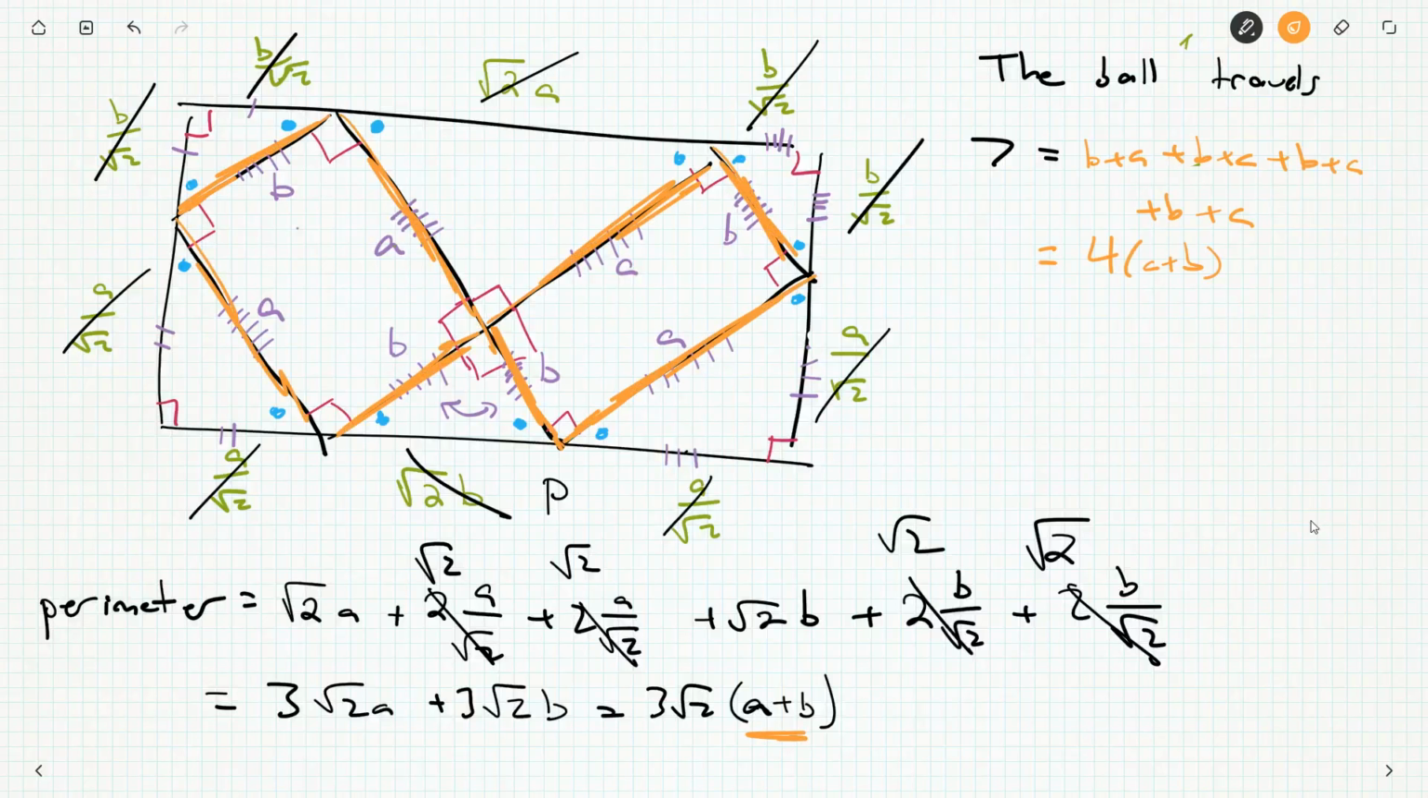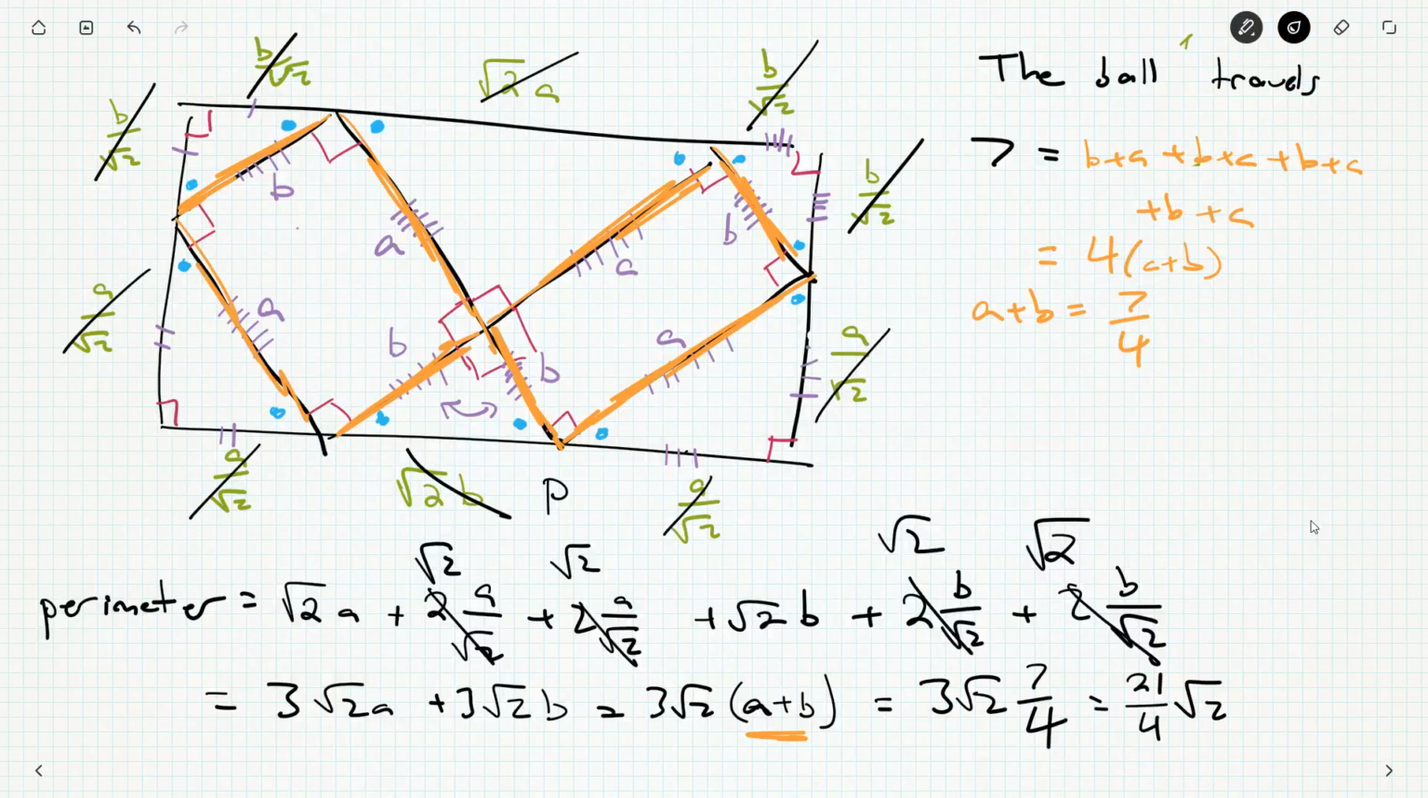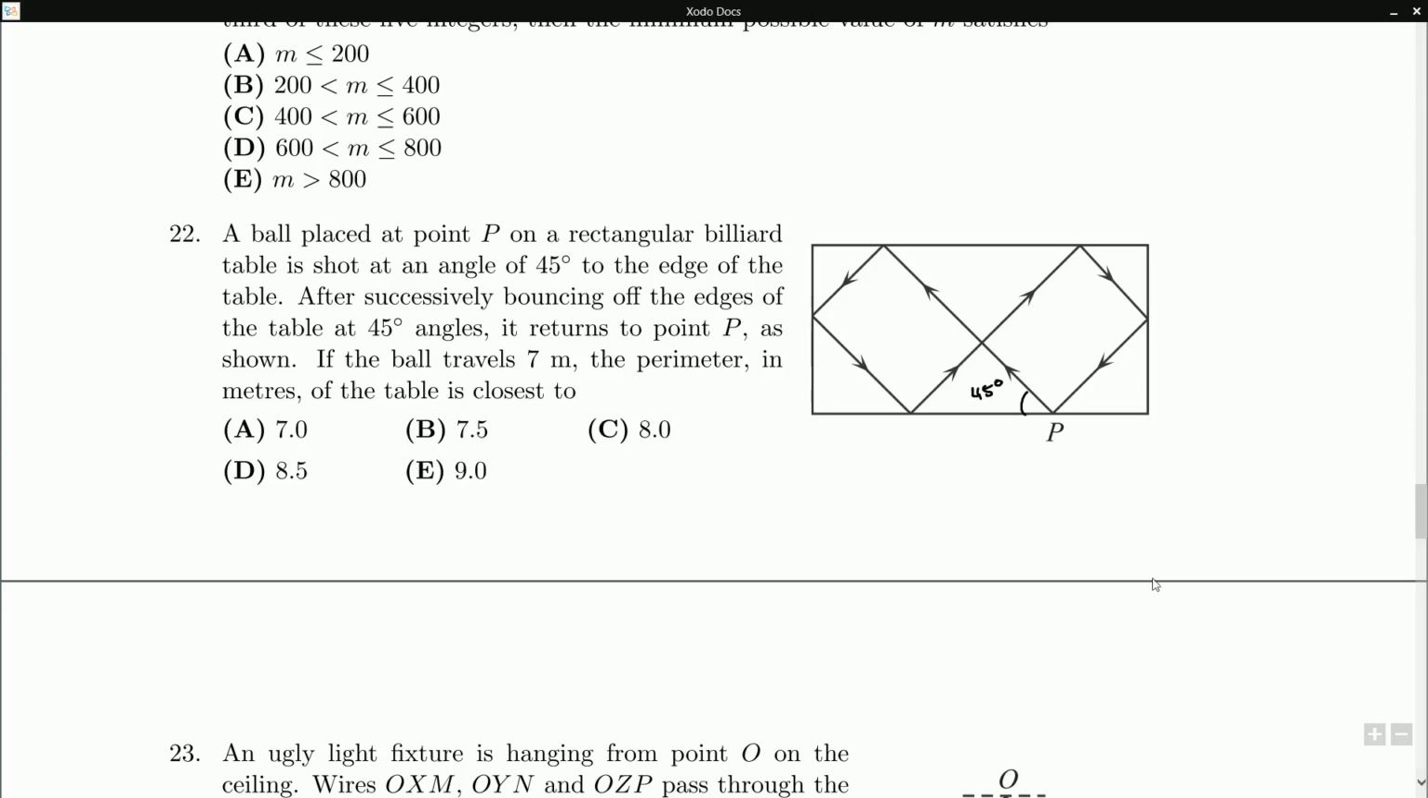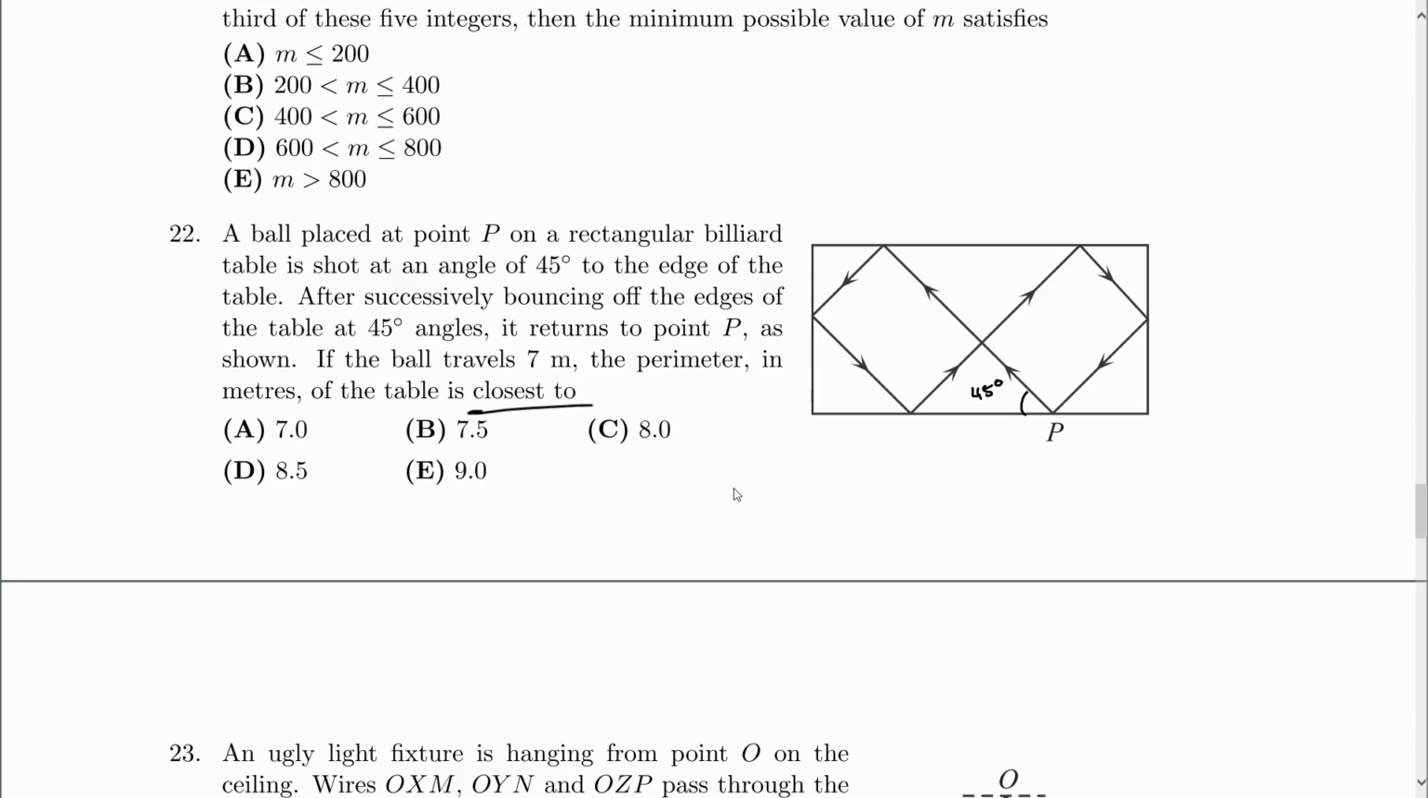I have no idea what A and B individually are, but I don't need to. I just need to know A plus B. A plus B is 7 over 4. So we want 3 root 2 times 7 over 4, or I guess you could say 21 over 4 root 2. But they don't give us those possibilities. We've got closest to.